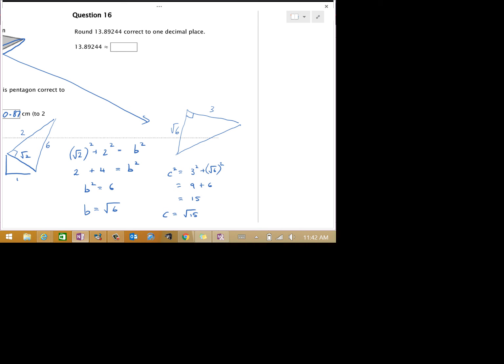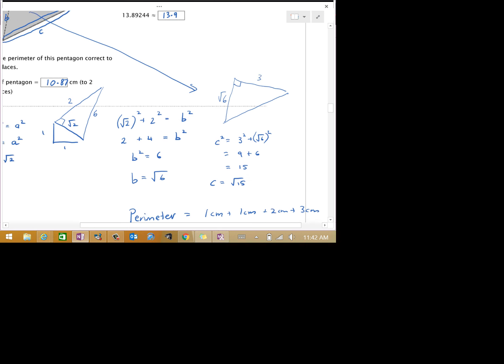How do I round this to 1 decimal place? 10.9. 13 point... Where'd you get 13? 13.9. This is question 16, April. Oh. So I'm looking at the second place and I'm asking myself, is that greater than 5? Yes, it is. So therefore I'm rounding the first one up. Okay, so that's just a rounding question.